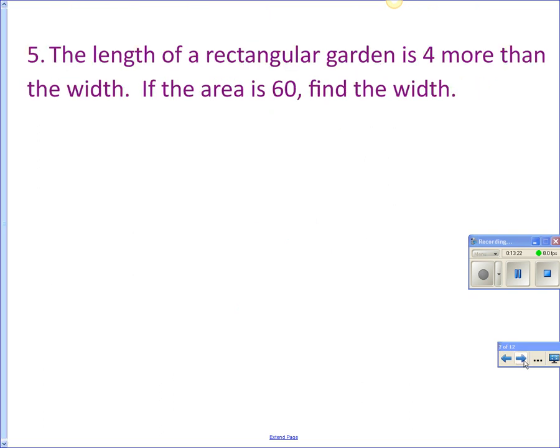All right, number 5, the length of a rectangular garden is 4 more than the width. If the area is 60, find the width. All right, this one looks a little different. All right, what can we do first? Draw a rectangle. Thank you. Draw a rectangle. All right, tell me about my rectangle. Good. How do I put that on my picture, the 4 more than the width? All right, W plus 4. And that's actually describing the length. So this is the length. So W plus 4. And what do I put on this side? W. Okay.